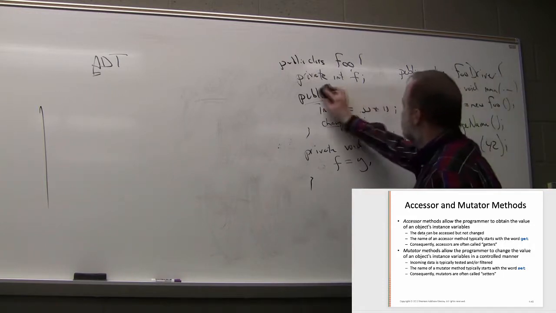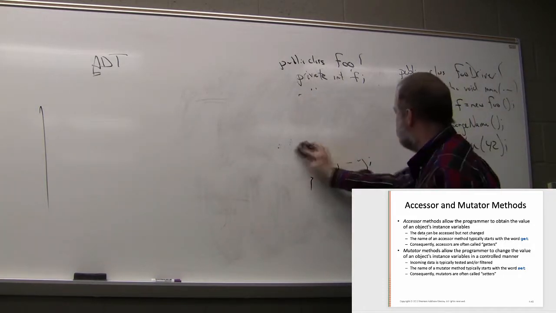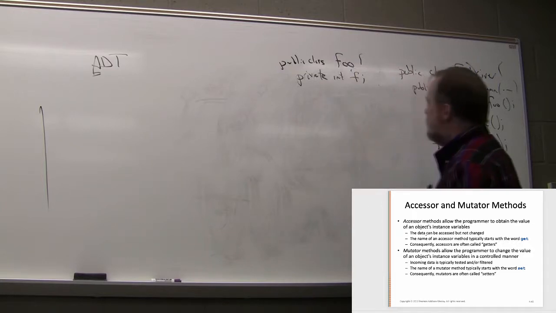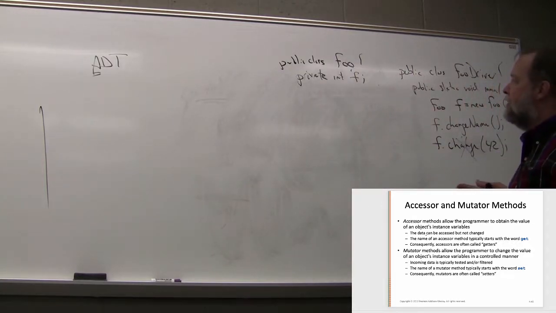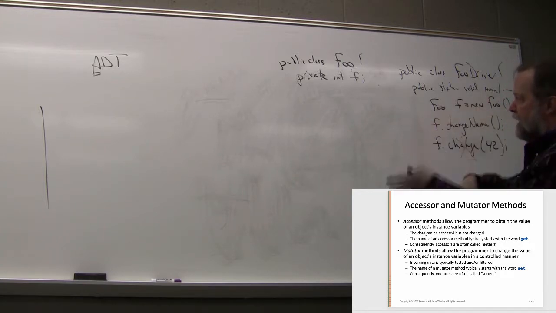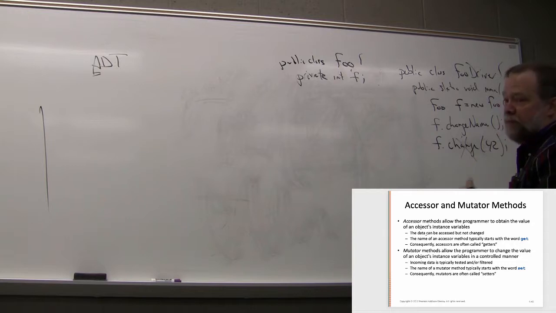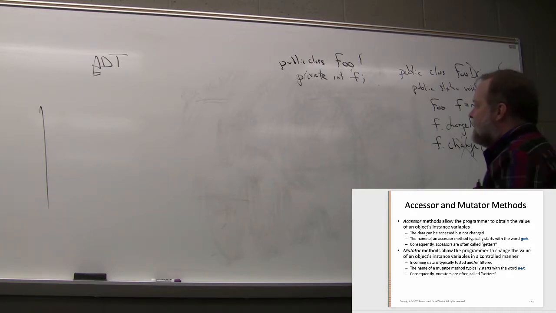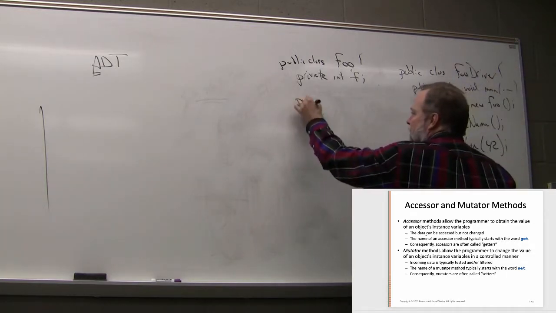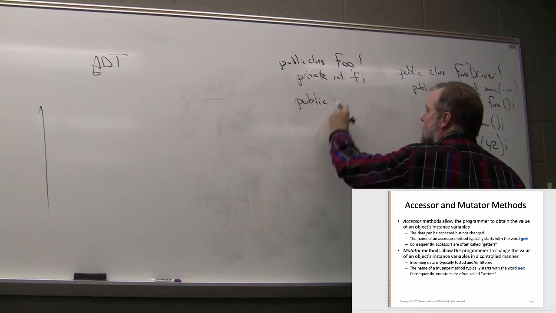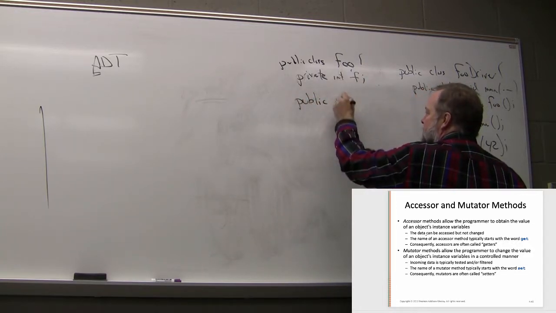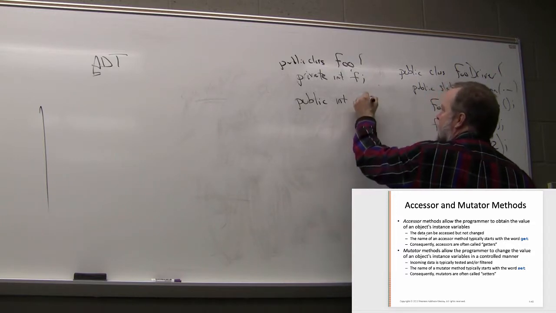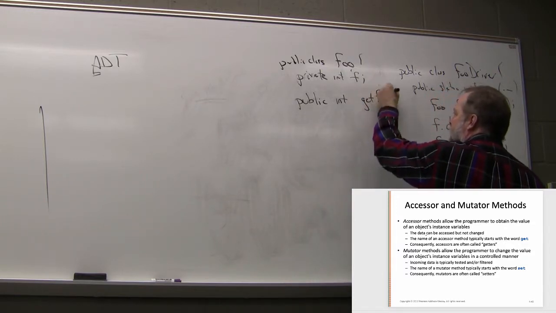So, let's erase this here. All right, so I've got my class, I've got a private instance variable. If I want folks, the users of my class, to have access to the instance information, I can do that through the use of accessors and mutators. So accessors look like this. They're going to be public. This data type is int, so this method is going to be an int method. And I'm just going to call it getF.